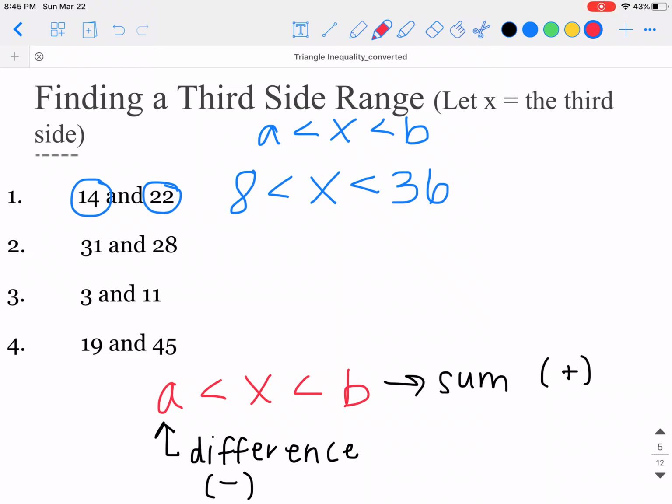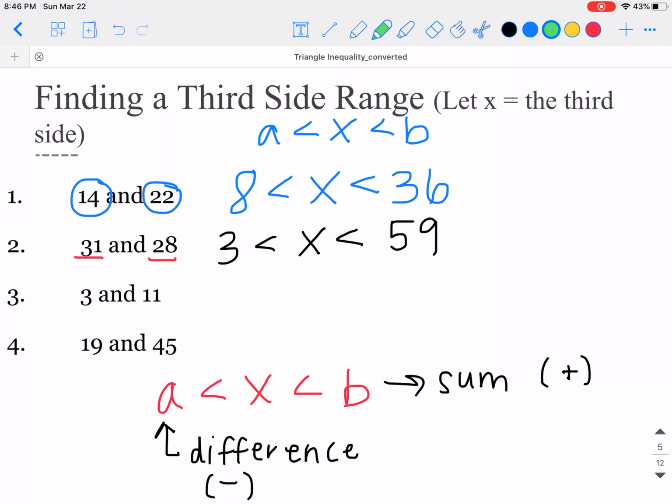For number 2, we're going to do the same thing. Our number all the way to the left of the inequality is the difference. So we have two sides, 31 and 28. 31 minus 28 gives us 3, is less than X, which is less than the sum. 31 plus 28 is 59. So the range of X values is X is greater than 3 but less than 59.